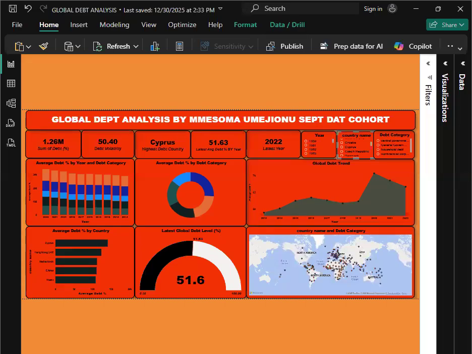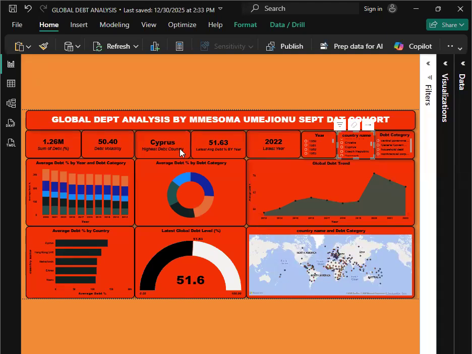Hello, my name is Mesoma Umejano, and I am going to be walking you through an overview of the global debt analysis. This dashboard presents an analysis focusing on the debt levels, the volatility, the country performance, debt categories, and global trends over time.